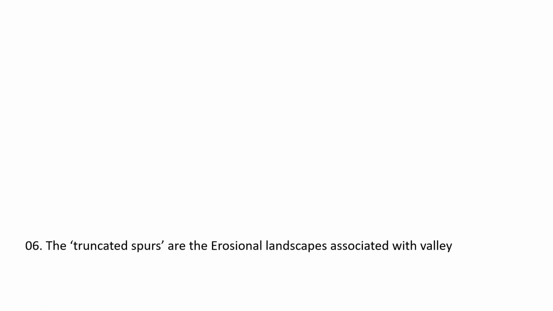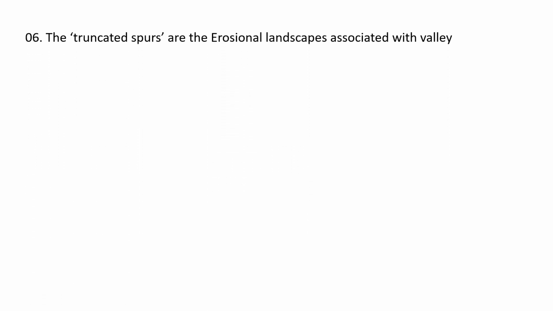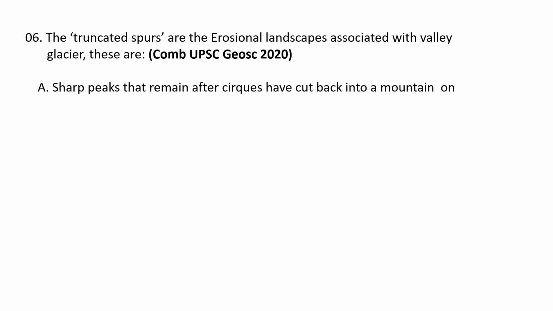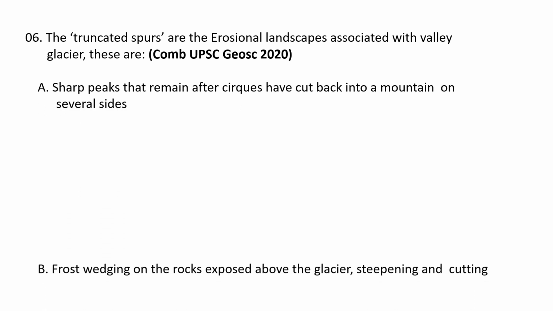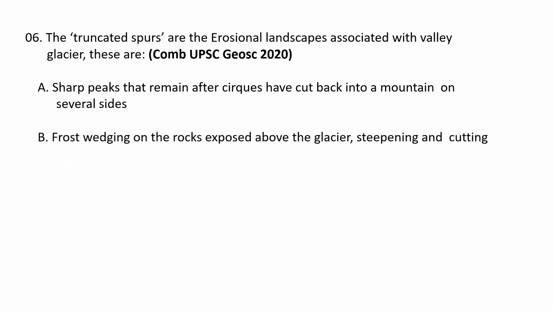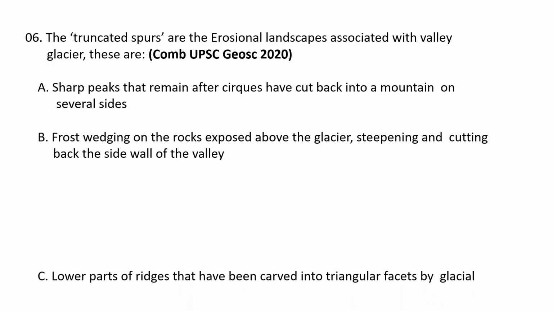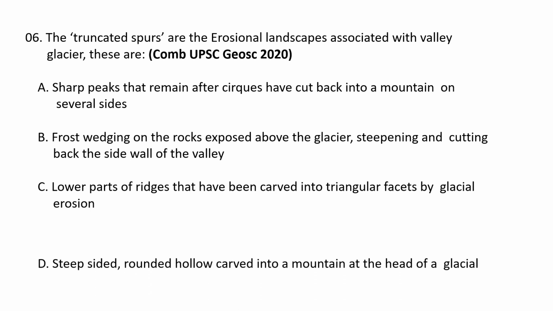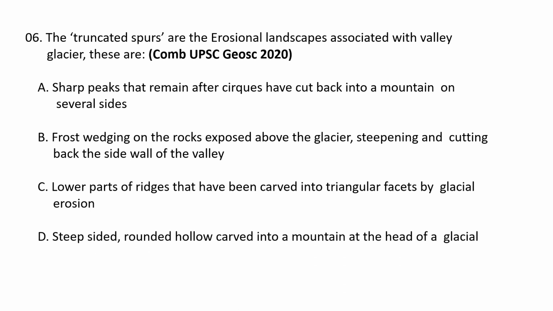Next question. The truncated spurs on the erosional landscapes are associated with valley glaciers, and these are A. Sharp peaks that remain after cirques have cut back into a mountain on several sides, B. Frost wedging on the rocks exposed above the glacier, steepening and cutting back the side wall of the valley, C. Lower parts of ridges that have been carved into triangular facets by glacial erosion, and D. Steep-sided, rounded hollow carved into a mountain at the head of a glacial valley.